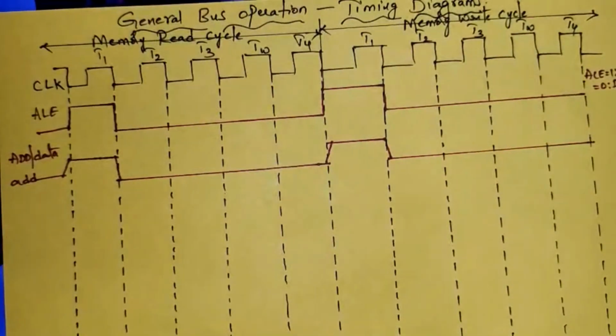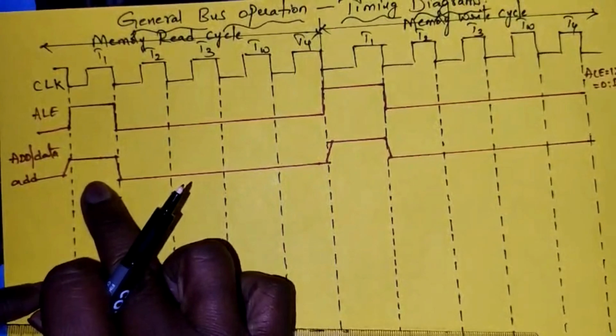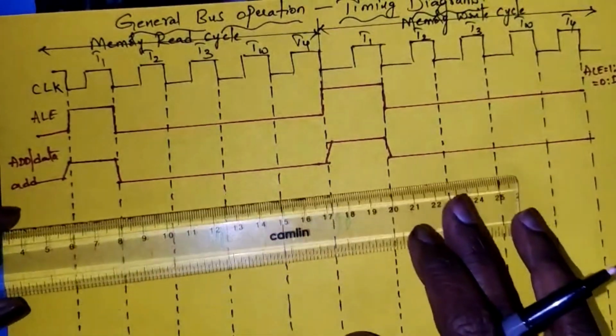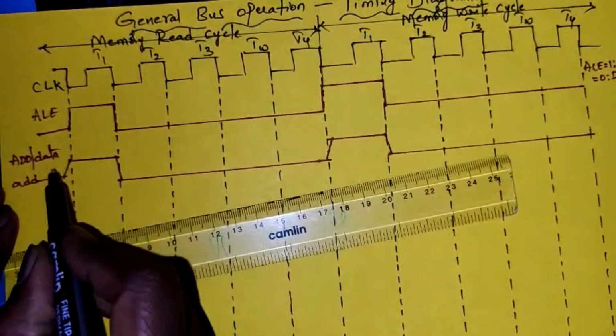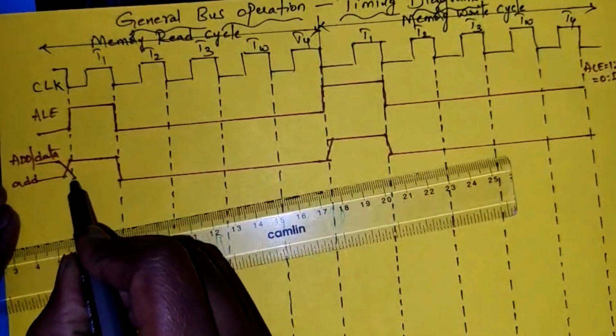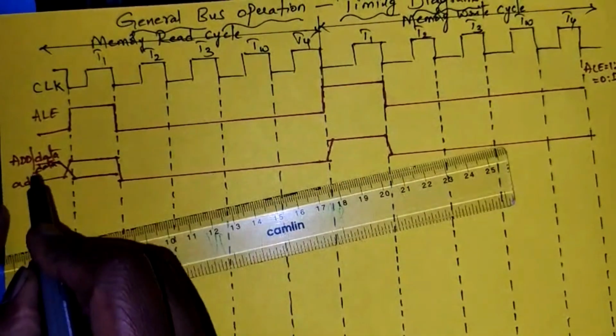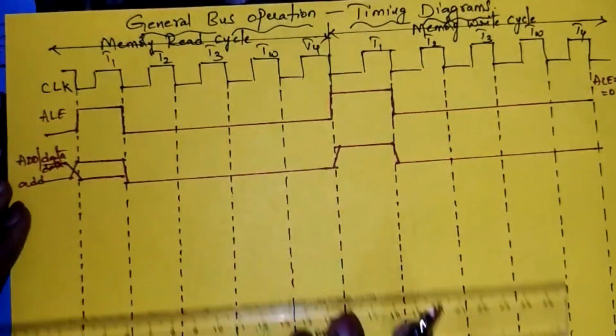Now we will draw the data line. Here when ALE is 1 the address is active, so obviously the data should be low. So you can draw the multiplexed line like this. This is data. This combined line we call address and data.